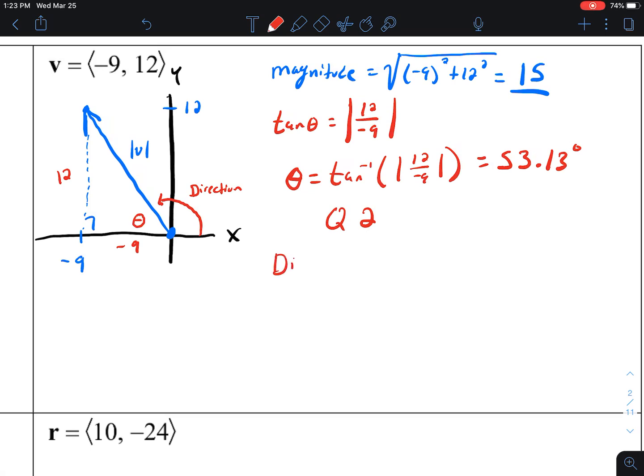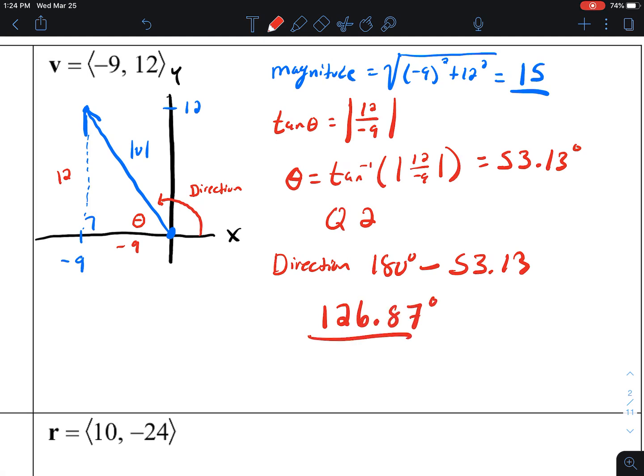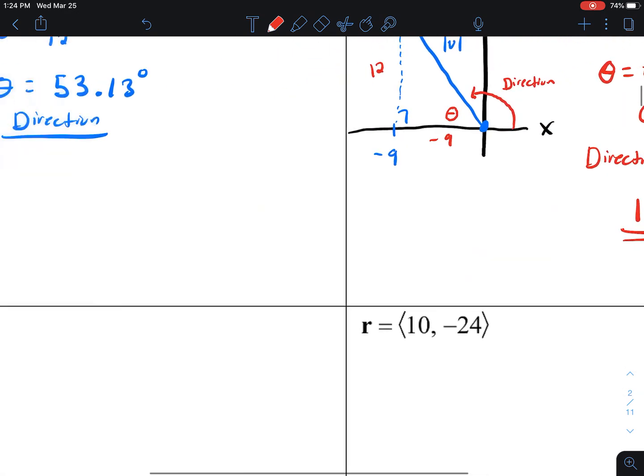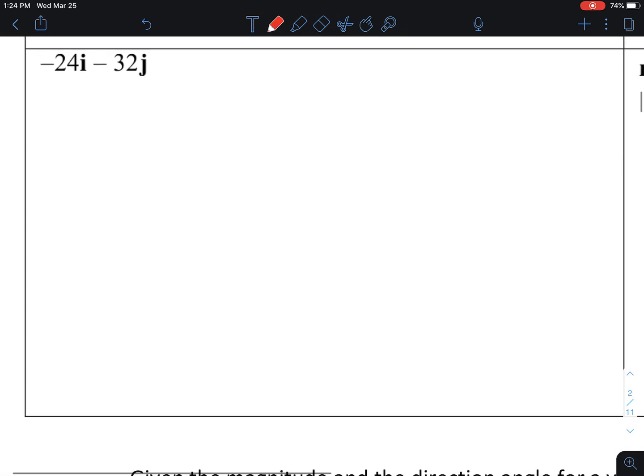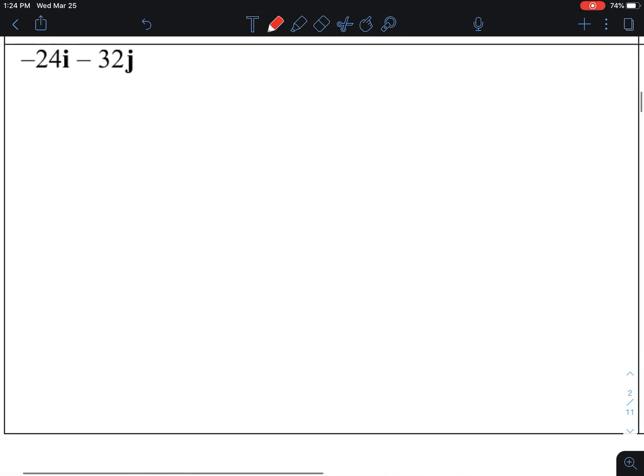Now, that's not my direction angle. Because it's in quadrant 2, my direction is going to equal 180 degrees minus 53.13. So let's take that away from 180, and my actual direction angle is 126.87. So my direction angle and my magnitude. So that's quadrant 2. Let's go to quadrant 3.